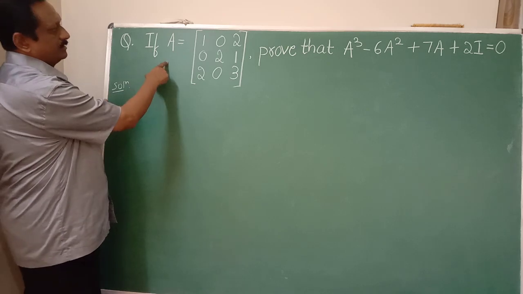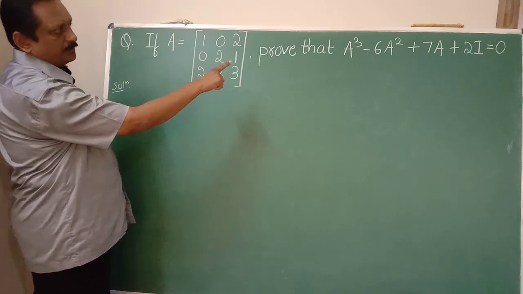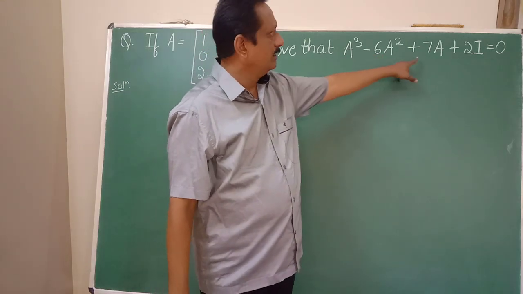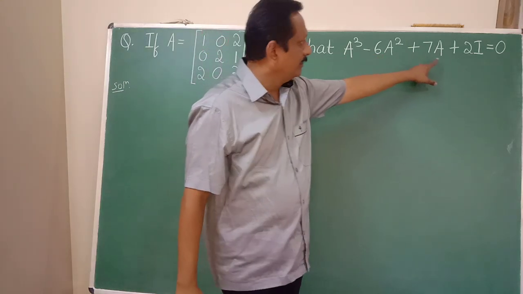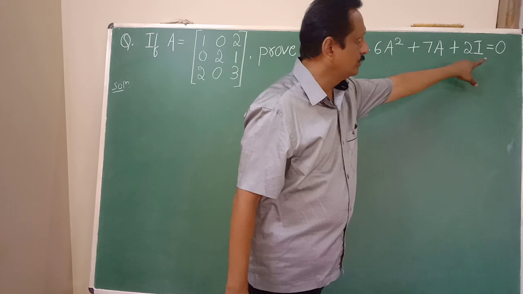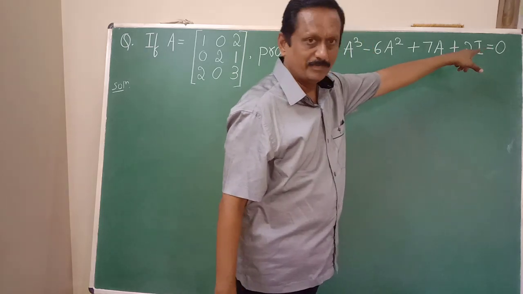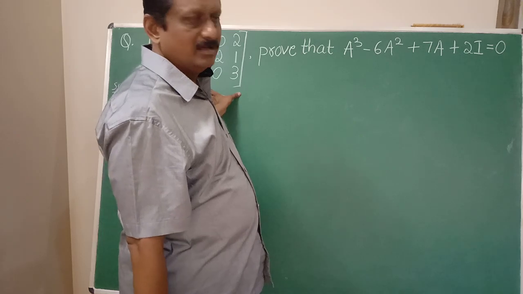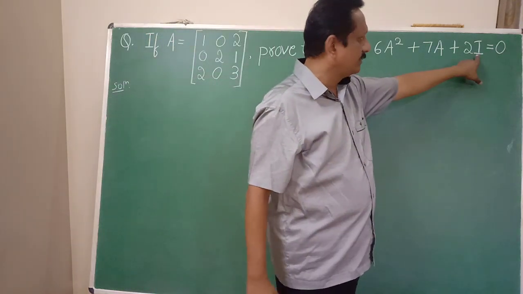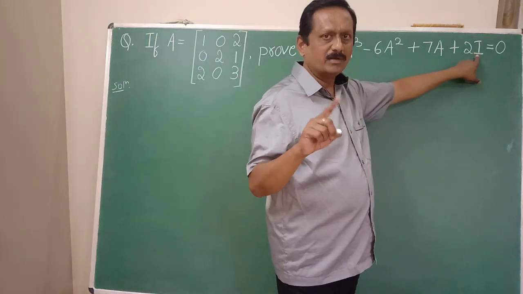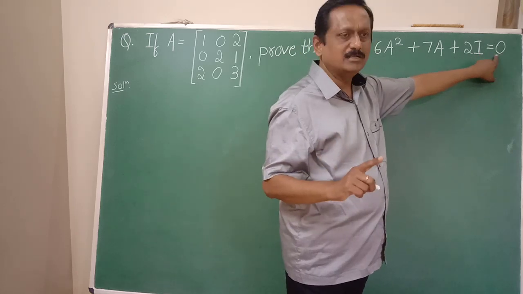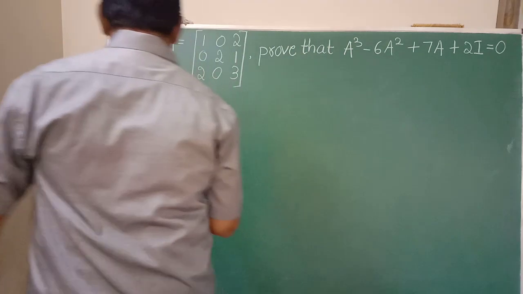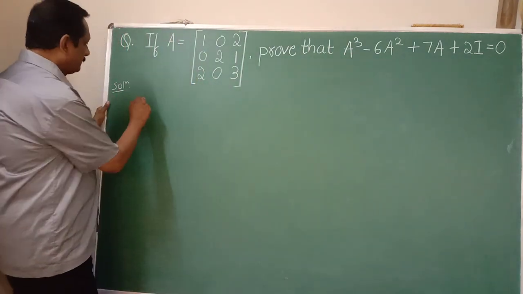Okay, here this is a given matrix. Then prove A cube minus 6A square plus 7A plus 2I is equal to O, null matrix. Okay, it is a matrix of order 3 into 3 here. Hence I is an identity matrix of order 3 into 3, and even this is also a null matrix of order 3 into 3 here. Okay, so first find your A square here.